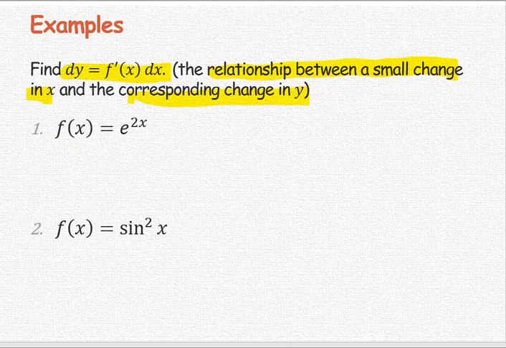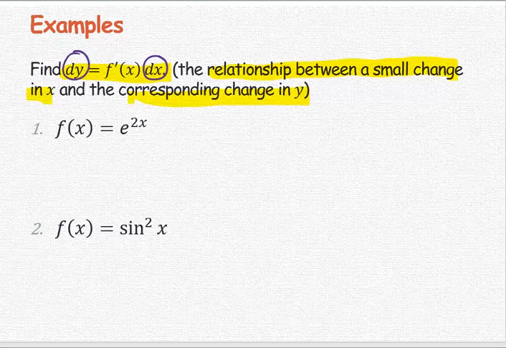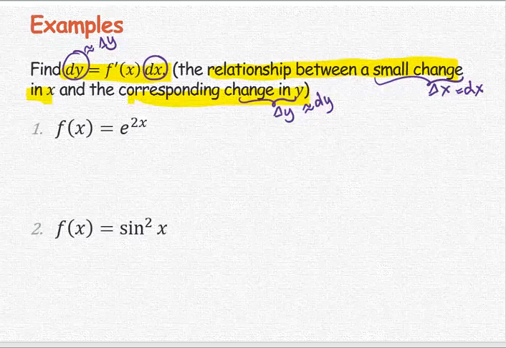The change in x is dx, and the dy here is approximately equal to the change in y. The change in y is the delta y. The small change in x is the delta x, which is the same as the dx. Differential x and delta x are the same, but the differential y and delta y are not the same. We use it as an approximation. So this is how to explain the notation dy, which is the derivative times dx.